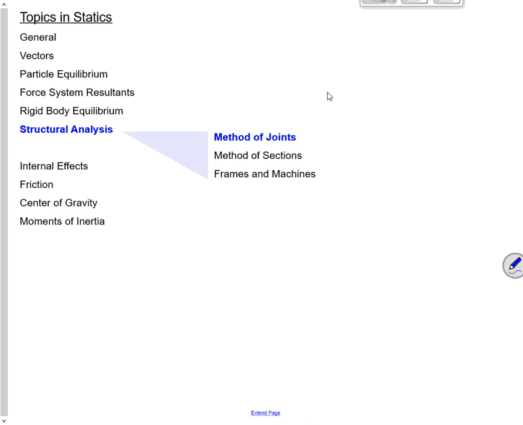Welcome back to Topics in Statics. This time we're going to talk about structural analysis, in particular the method of joints.